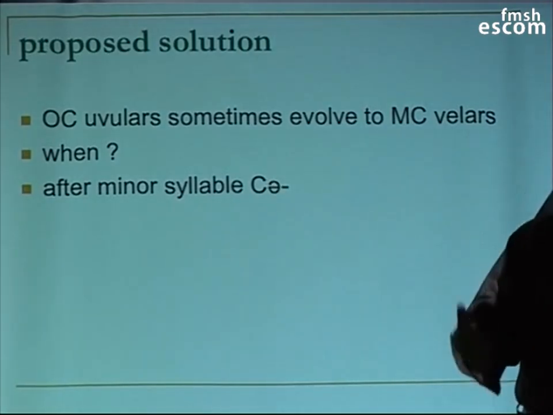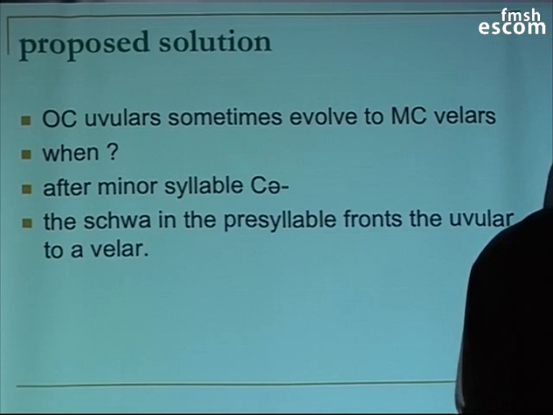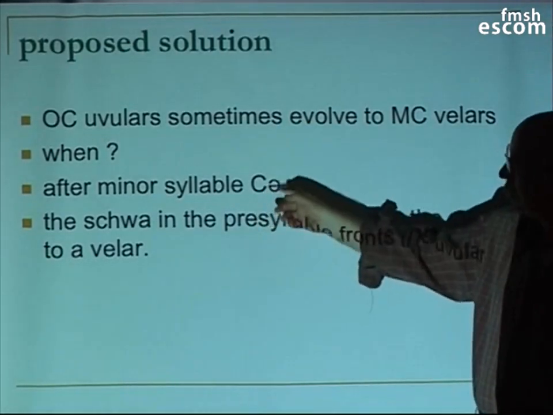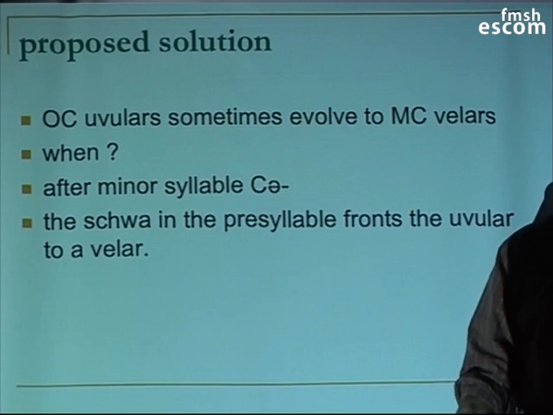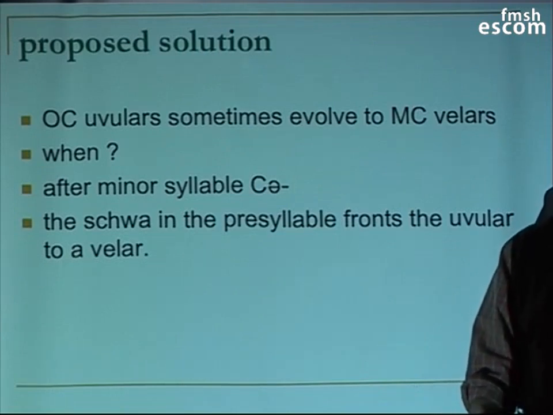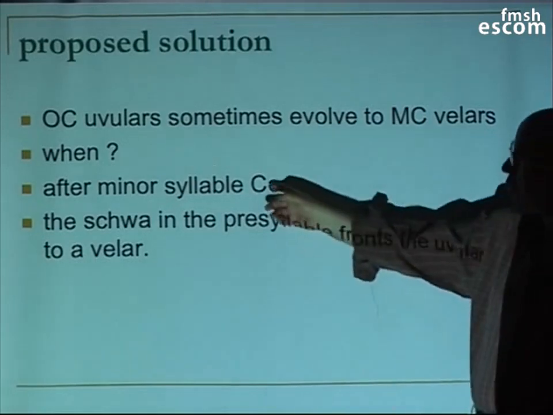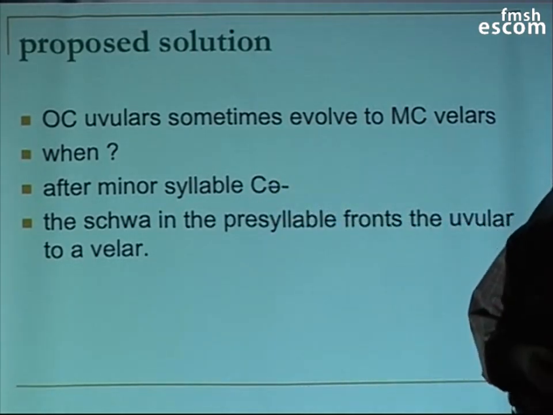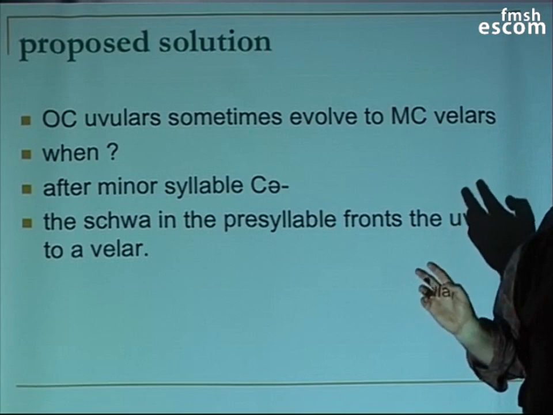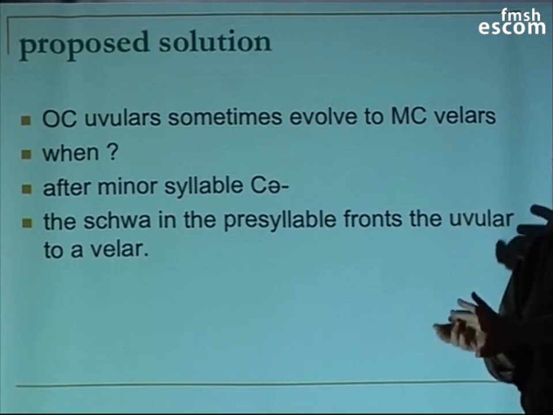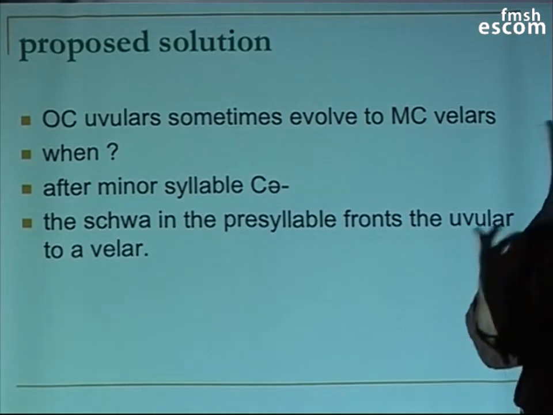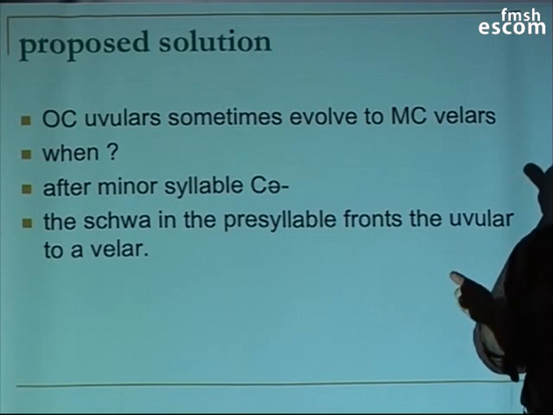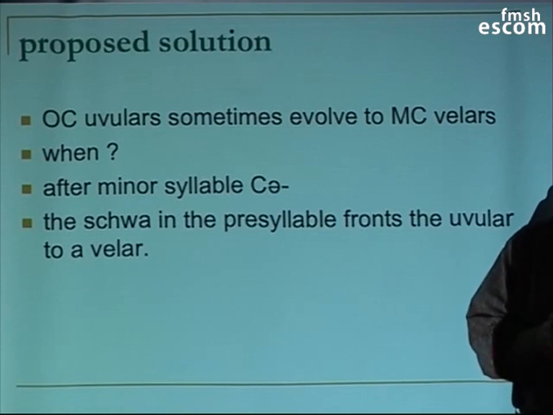The rationale here is that we think that the schwa in the pre-syllable will front the uvular to a velar. Because although schwa is not a front vowel, it's a central vowel, it's much more fronted than a uvular, so it will pull a uvular frontwards to a velar. That's our explanation. It's a hypothesis. And it may turn out to be wrong, but for the moment, that's how we do it.